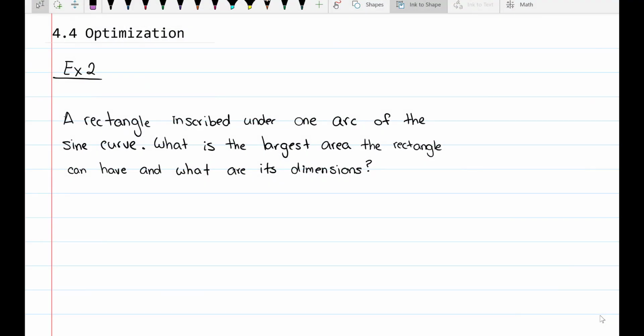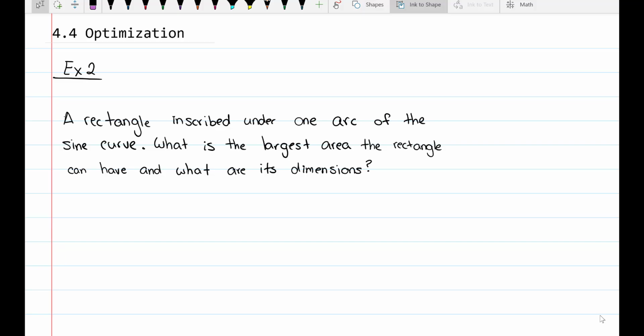Example 2. A rectangle is inscribed under one arc of the sine curve. What is the largest area of the rectangle and what are the dimensions? So we want to determine what the length and the width are of the rectangle to give us the largest area if we're under one arc of the sine of x curve.